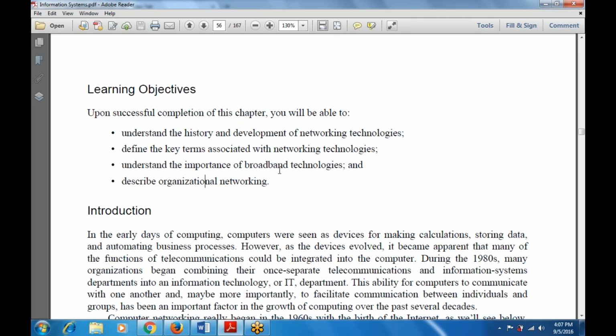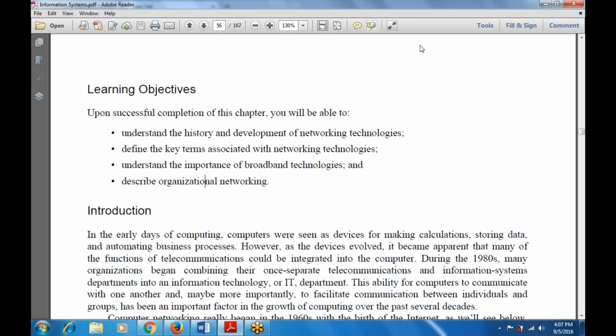The next one is to describe organizational networking, the various organizational networks that are used. These are the 4 learning outcomes, the LOs of this chapter. Now let's start with the introduction. Why are we going to study this chapter?